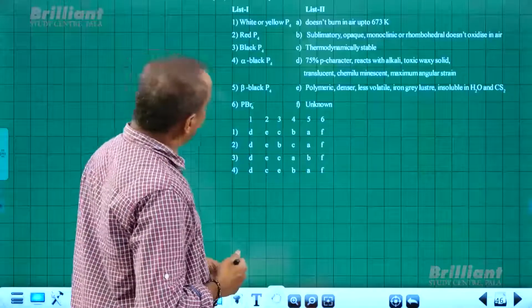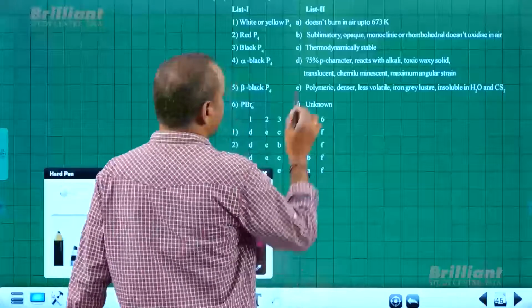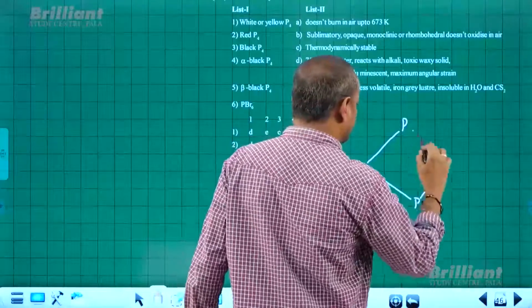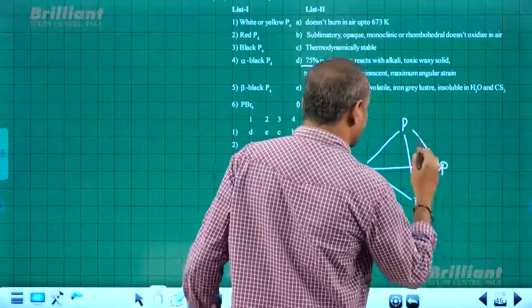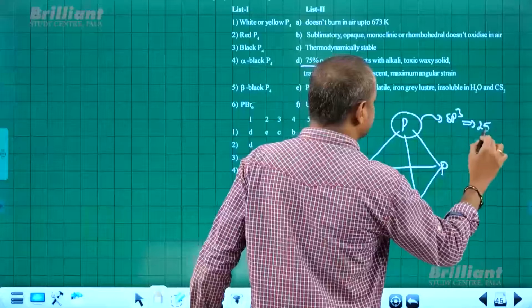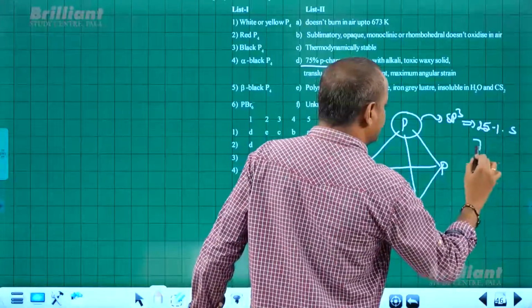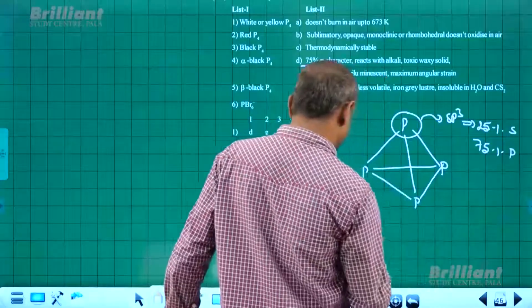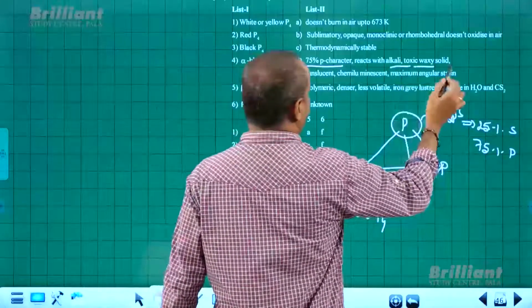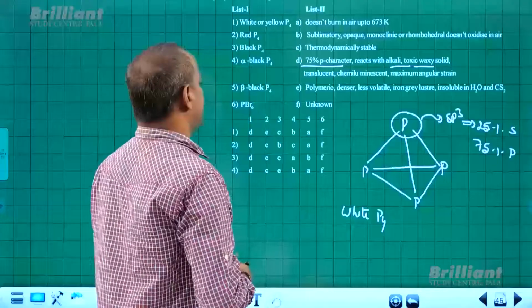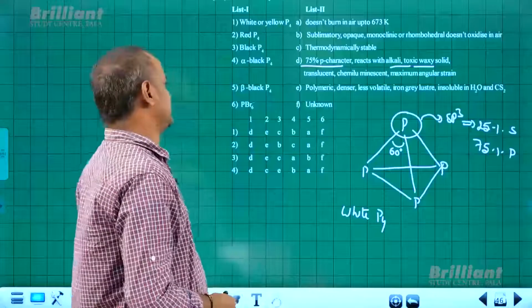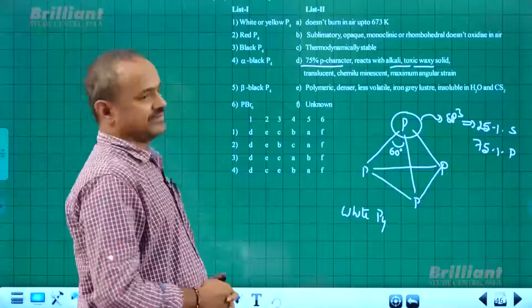White phosphorus or yellow phosphorus has 75% p character, because the phosphorus structure is sp3 hybridized, with 25% s character and 75% p character. It is poisonous, reacts with alkali, and is toxic. The angle is 60 degrees, a very small angle. This gives more angle strain. The remaining are the same properties of the phosphorus allotropes.